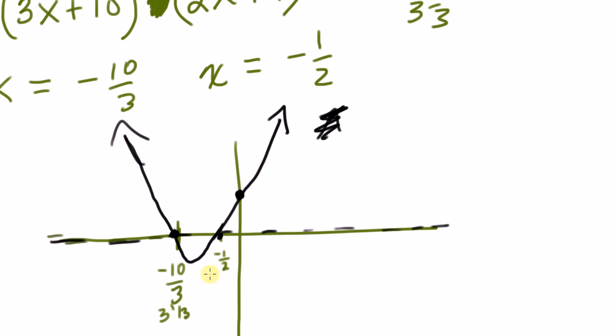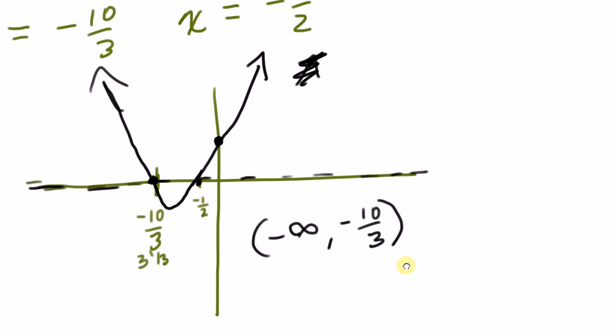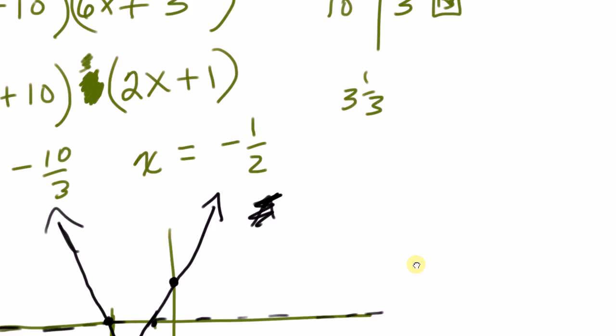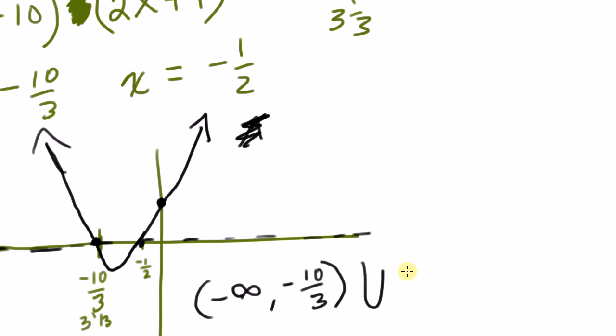So from negative infinity all the way to negative 10/3. We'll have a union, and we're going to go from negative 1/2. Or no, that's it. Yeah, no, it's great. Is it greater? Yeah, greater than 0. It's getting late. I've been working on this stuff all day. So we're going to go from negative 1/2, and we're going to go through to infinity.